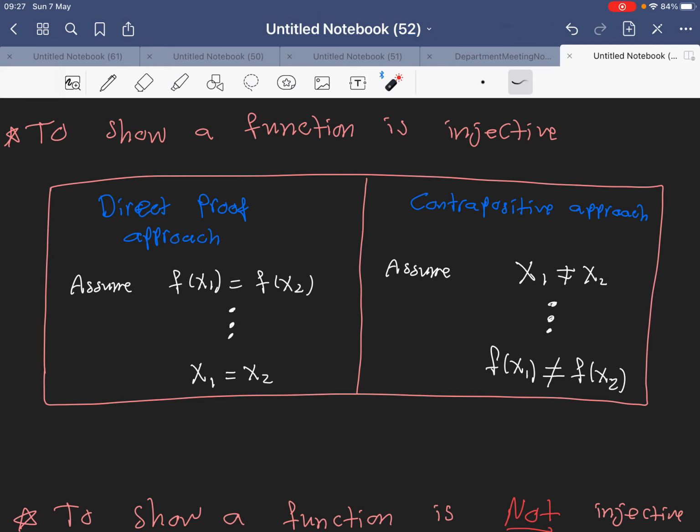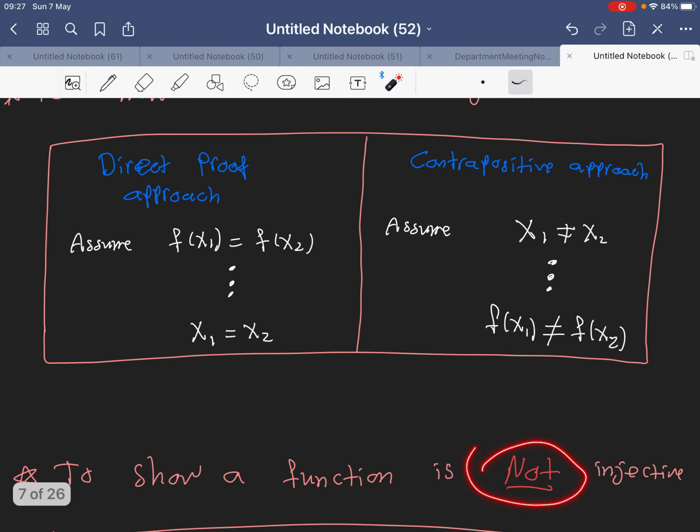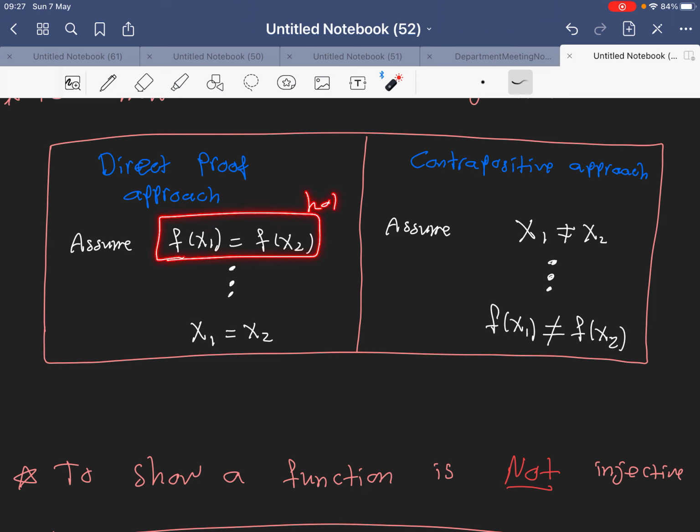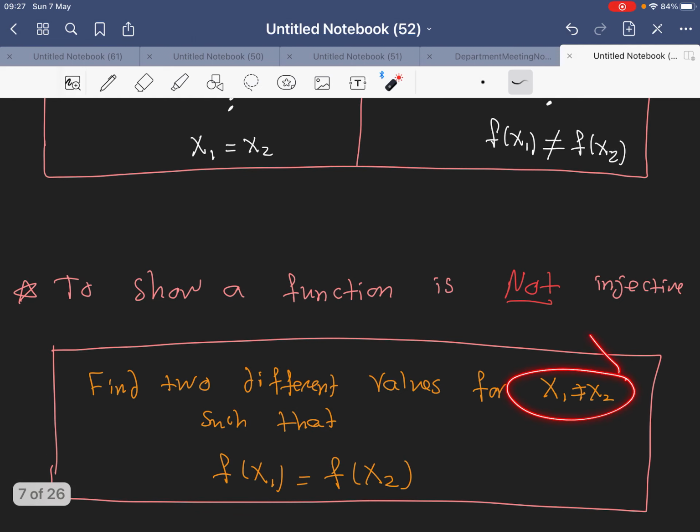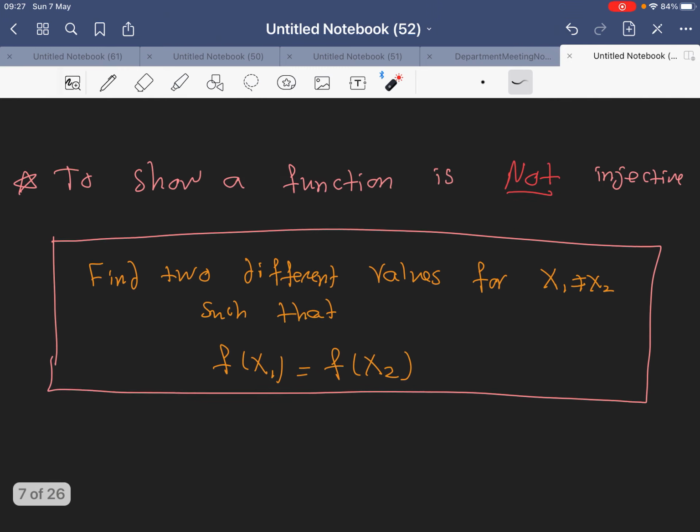Now, on the other hand, if we want to show that the function is not injective, what we need to do is find specific values for x1 and x2, such that the assumption holds, but the conclusion does not. We need to find two different values, x1 not equal to x2, such that their images are the same, the output is the same, but x1 and x2 are actually not the same. This is what we do if we want to show that the function is not injective.